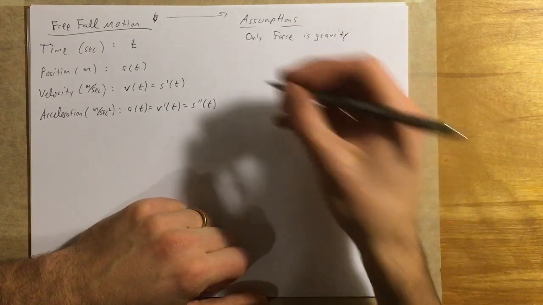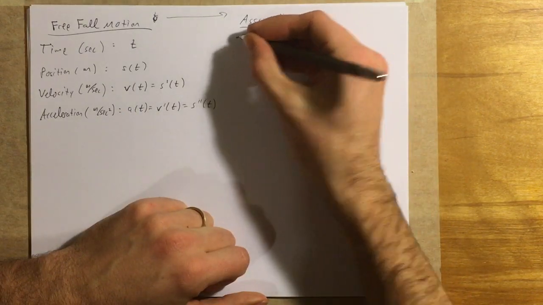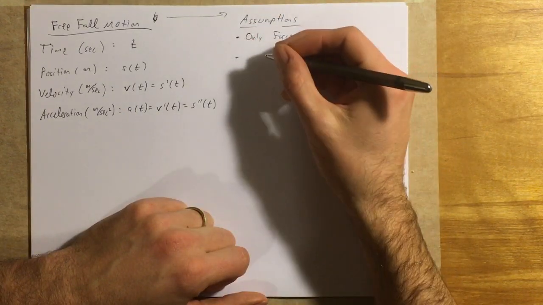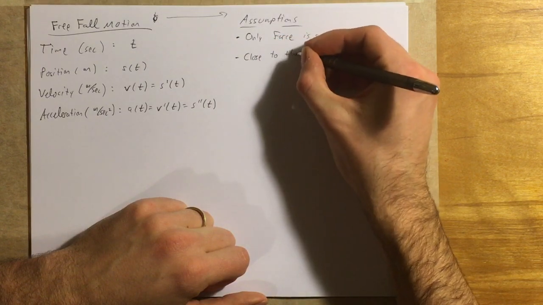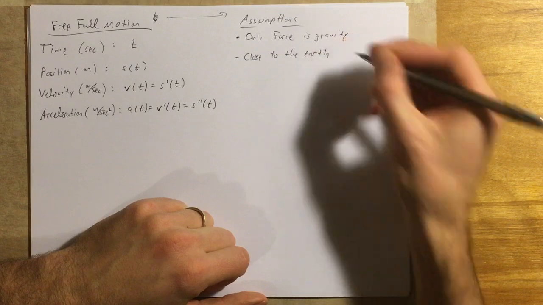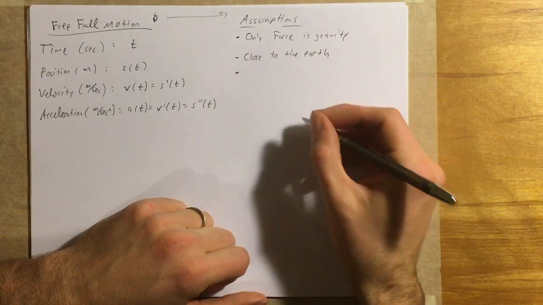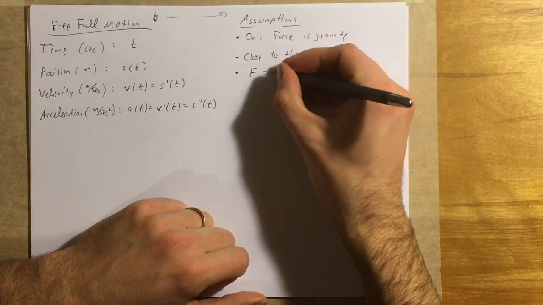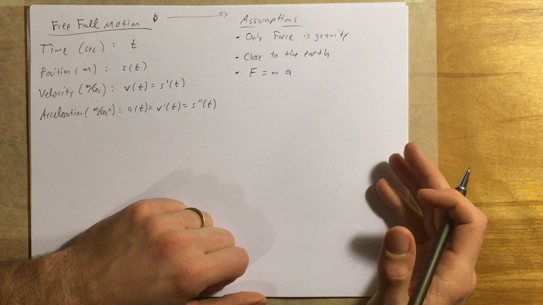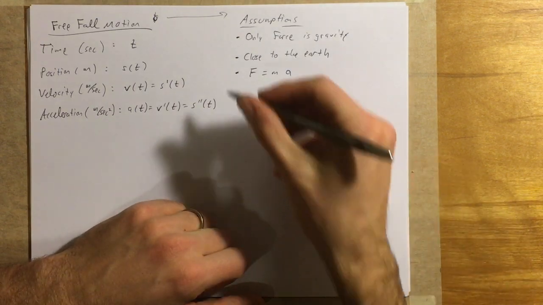That's the first assumption. Second assumption is that we're close to the Earth. If we get far away from the Earth, then the model we're about to come up with would not be valid any longer. Third assumption: let's take this formula we know, force equals mass times acceleration. This F equals ma is one of the basic formulas in Newtonian physics, so we're going to take that.